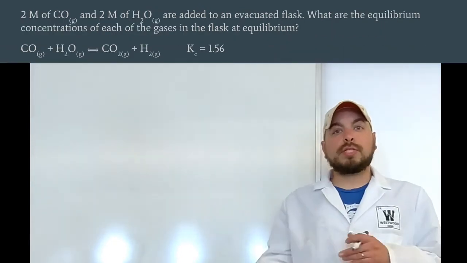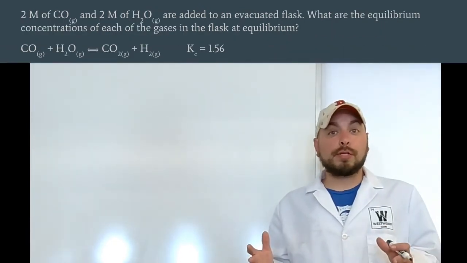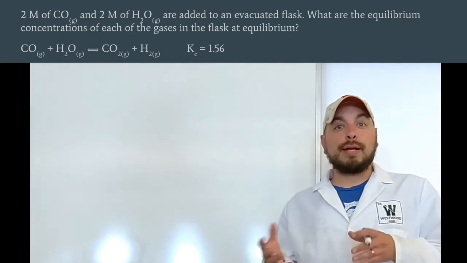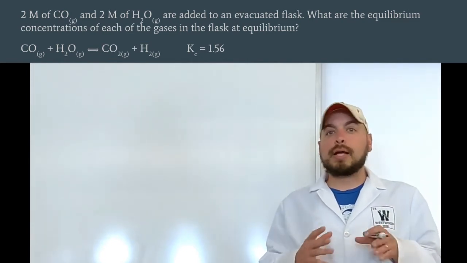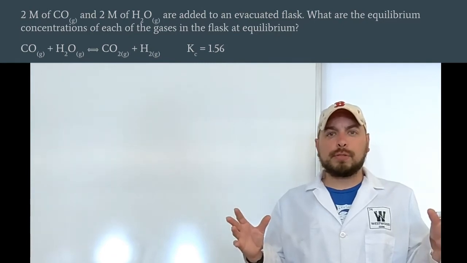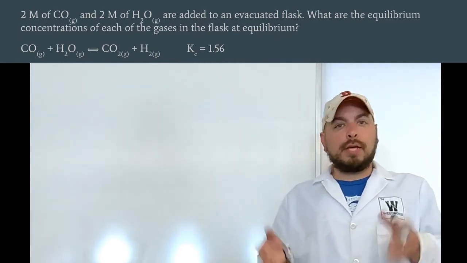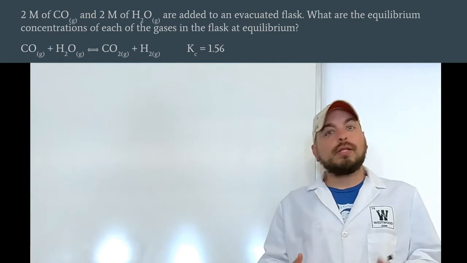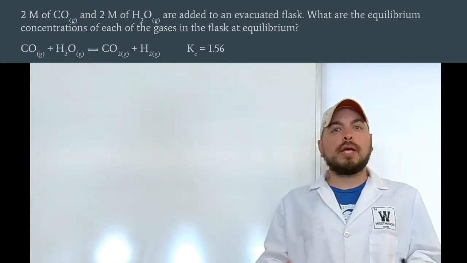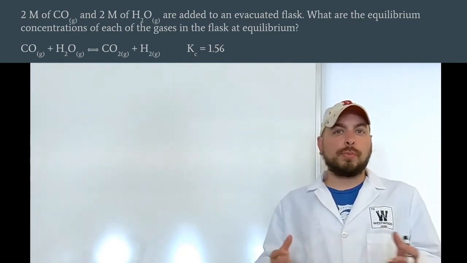All right, so let's do a second practice problem. In this situation, I'm given a K value and initial values, but I'm not given any equilibrium values. So how do I solve for it? The answer is a Rice table. Let's show you how to do this, and then I'm going to give you a chance to practice a little bit on your own after.